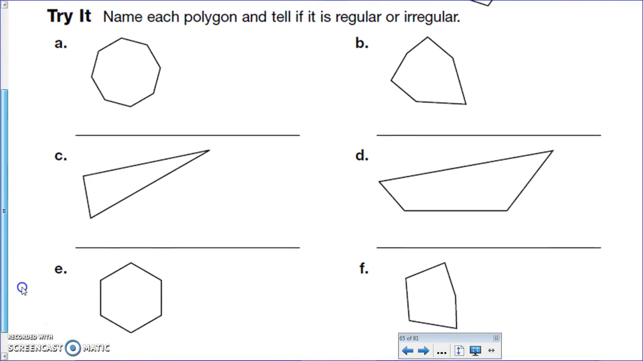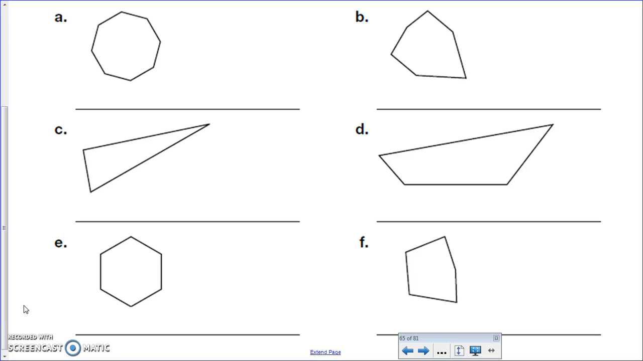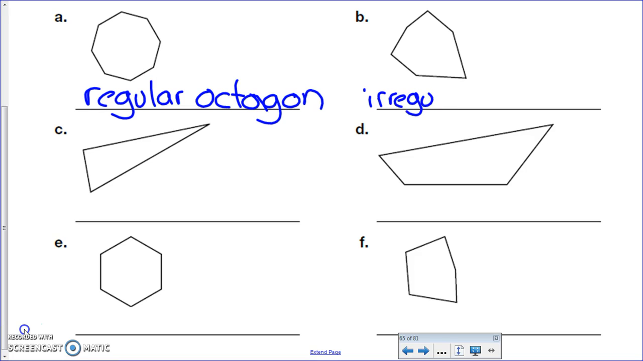For A, if we count up, we know we have 8 sides there, and they are all the same length, and all the angles are the same measure, so we have a regular octagon. For B, we have 6 sides, but we can tell they're not all the same length and the angles aren't the same measure, so we have an irregular hexagon. For C, we know it's a triangle, and we know all the sides are not the same length and all the angles are not the same measure, so we have an irregular triangle.